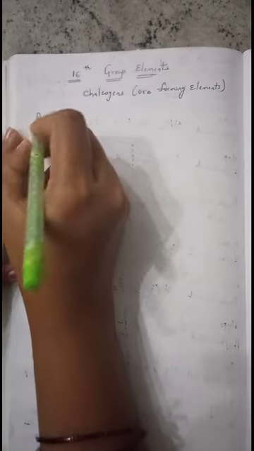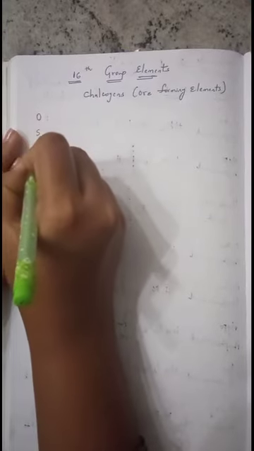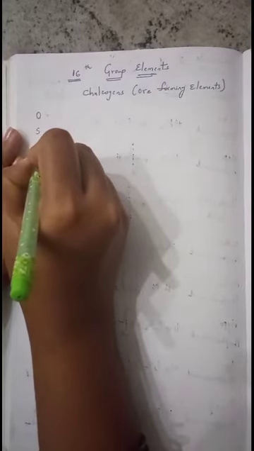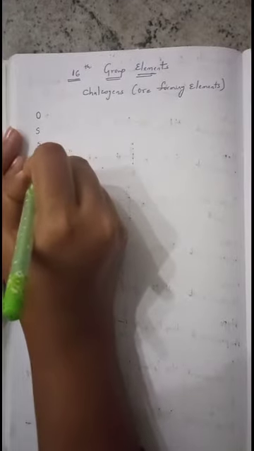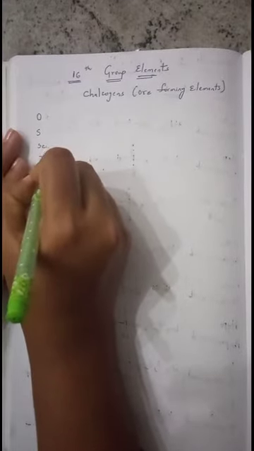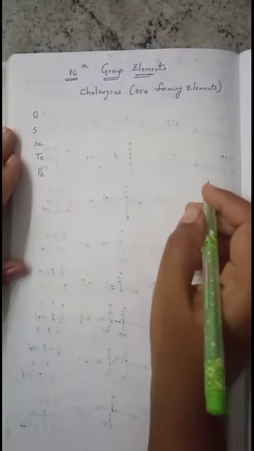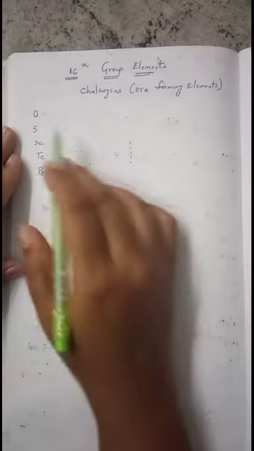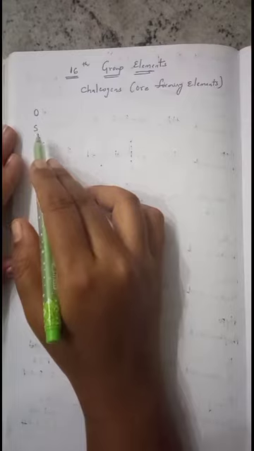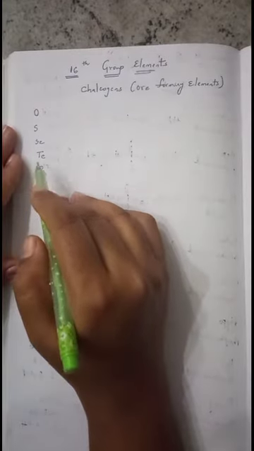In this group we can see the presence of oxygen, sulfur, selenium, tellurium and polonium. So these are the 5 elements present in 16th group: oxygen, sulfur, selenium, tellurium, polonium.